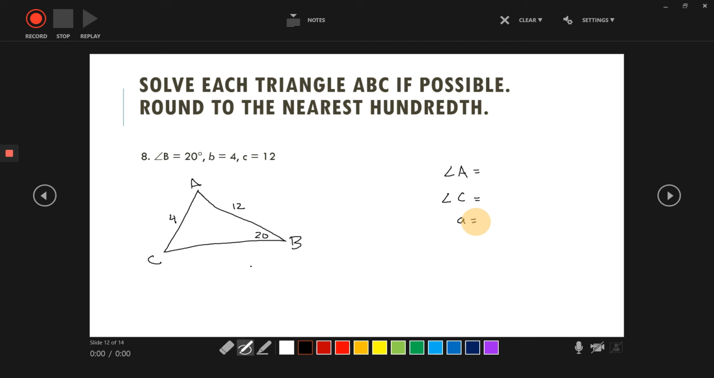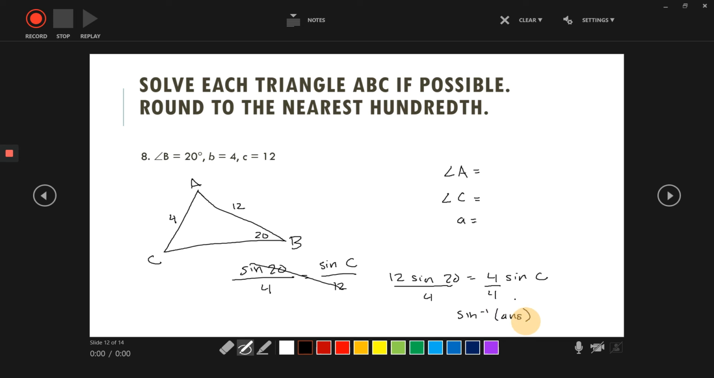All right, so look for things across from each other. So I have 20 across from 4. All right, and then I've got a 12, and I can put that across from sine C. So 12 sine 20 equals 4 sine C. The C is stuck inside that sine. So we're going to do this and then do the sine inverse, right?